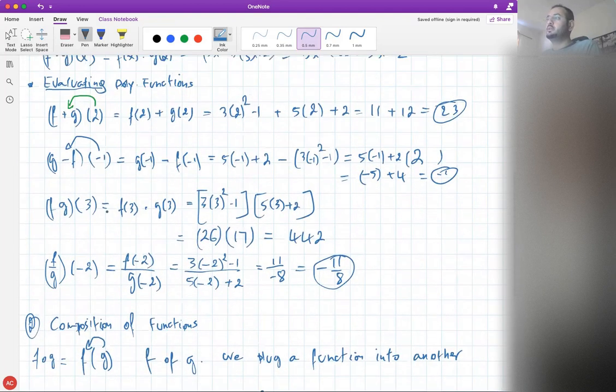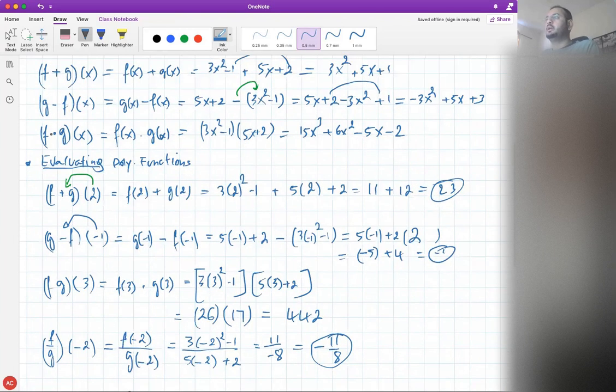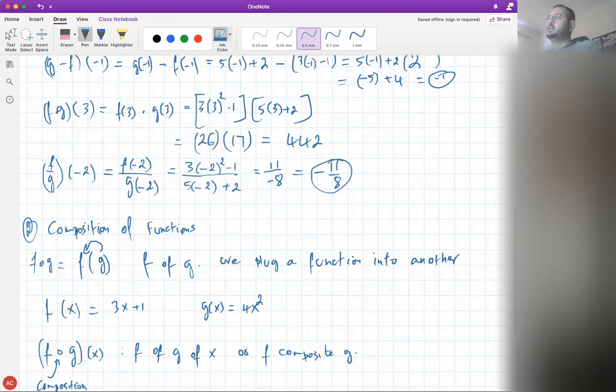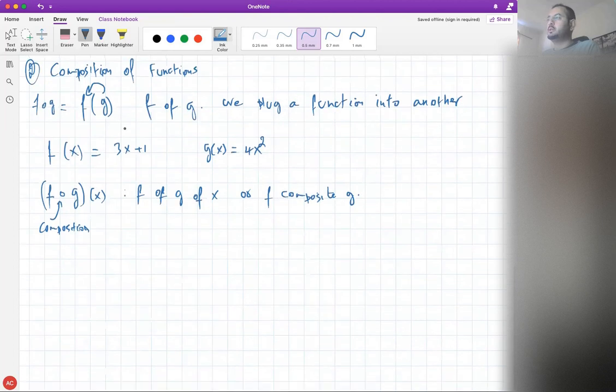So don't confuse this notation with this one. Again, this is a multiplication. This is what you do: just multiply the two. If you see a little circle here, that's how you know it's a composition, not a multiplication. In a multiplication, we multiply the two functions. But in a composition, we don't multiply them. We actually plug one into the other. We plug a whole function into another. Let's see how to do that.